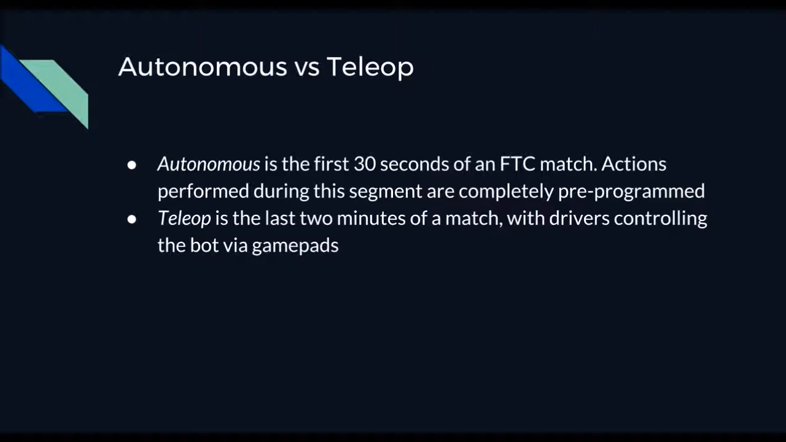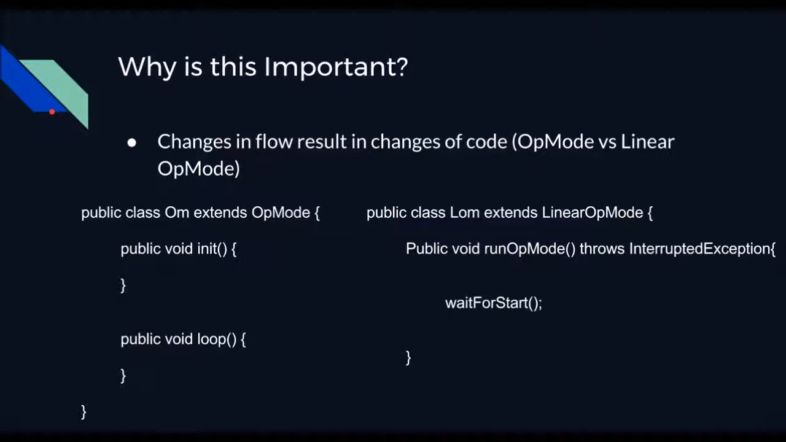But why is this difference important? Well, that change in flow results in a change of code. So we go back to the op mode versus the linear op mode. What we've been working with is this op mode structure. We start out and we have our two methods, our init and our loop, and they run through respectively. You do this one once, and then you loop this one over and over.